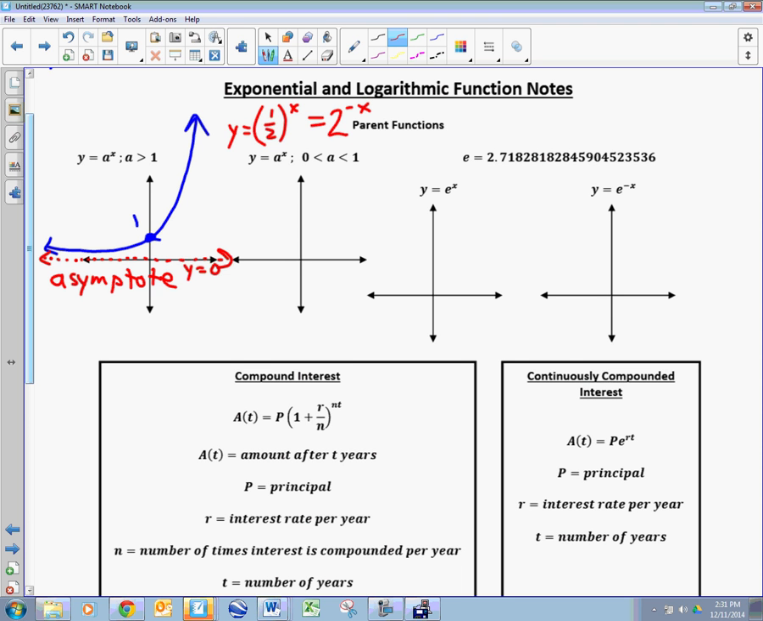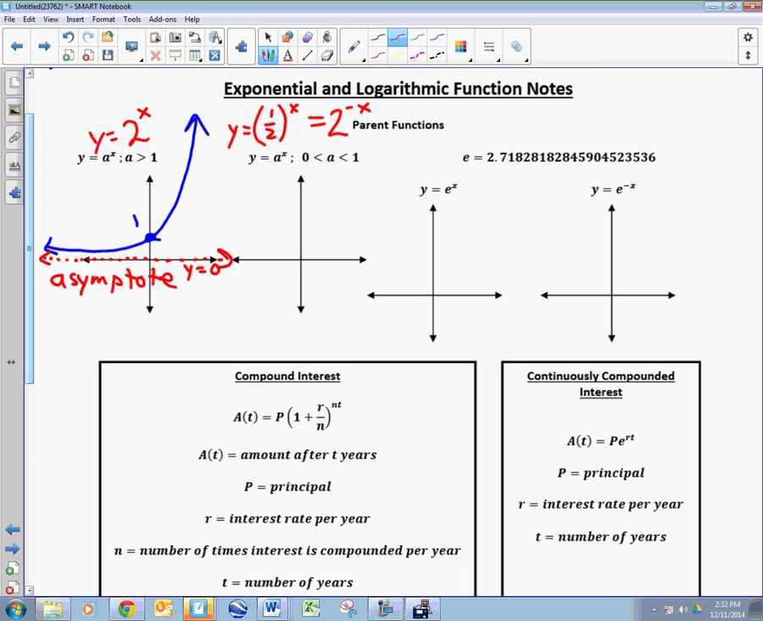Can you convince yourself that those are the same? If you apply the negative to the 2, you would get the 1/2. So if this is the graph of y equals 2 to the x, what happens if we put a negative in front of the x? Do you remember? What kind of reflection is it?